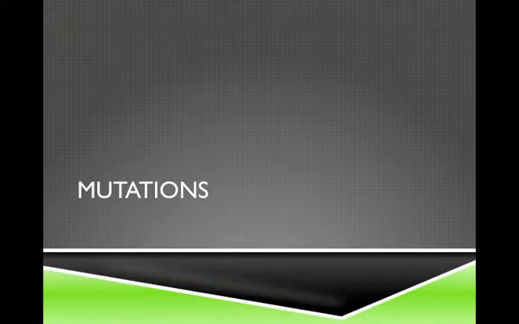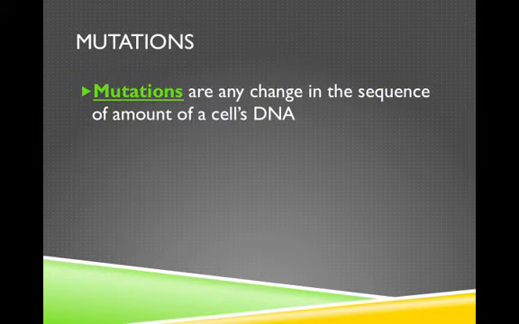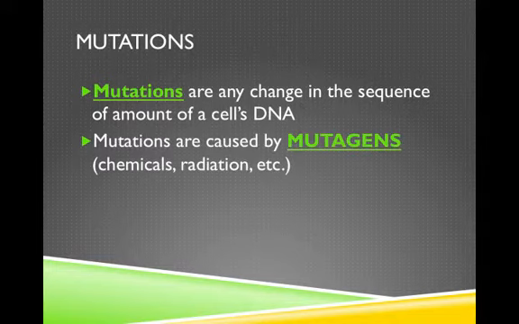The last part of this section is to talk about mutations, which is probably the most fun part of the section, because it raises a lot of questions about what exactly happens when there is an error. Remember, your DNA is 3.2 billion base pairs. It's not super common to have errors, but it's definitely possible. And when that happens, we get a mutation. So a mutation is any change in the sequence of the amount of a cell's DNA.